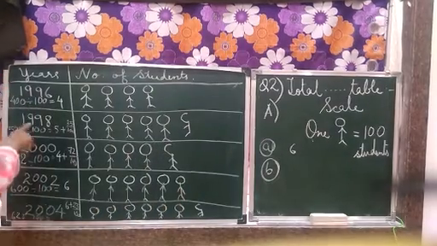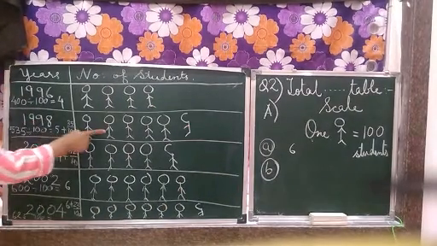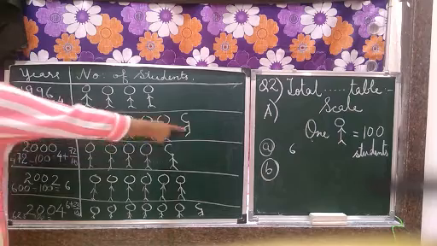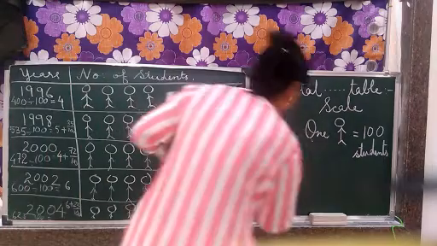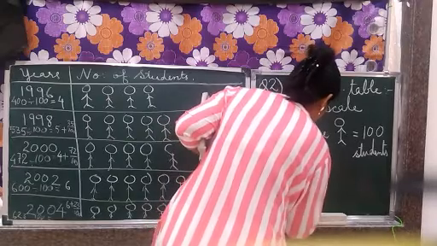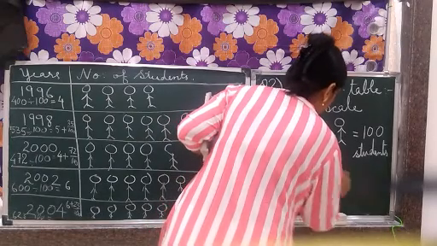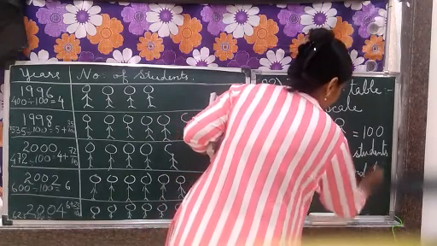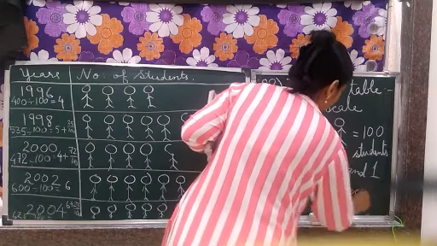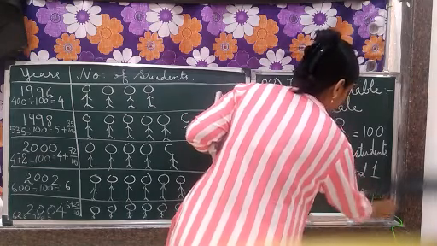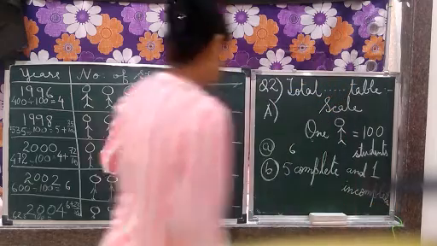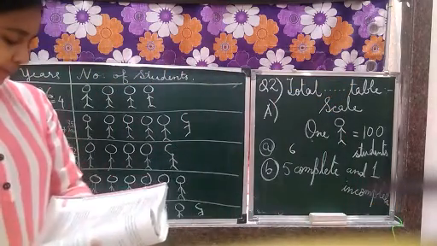Where is 1998 here? How many symbols? 1, 2, 3, 4, 5. 5 complete and 1 incomplete. So we are going to write that only. 5 complete and 1 incomplete. Okay, so this completes the A part, B part.